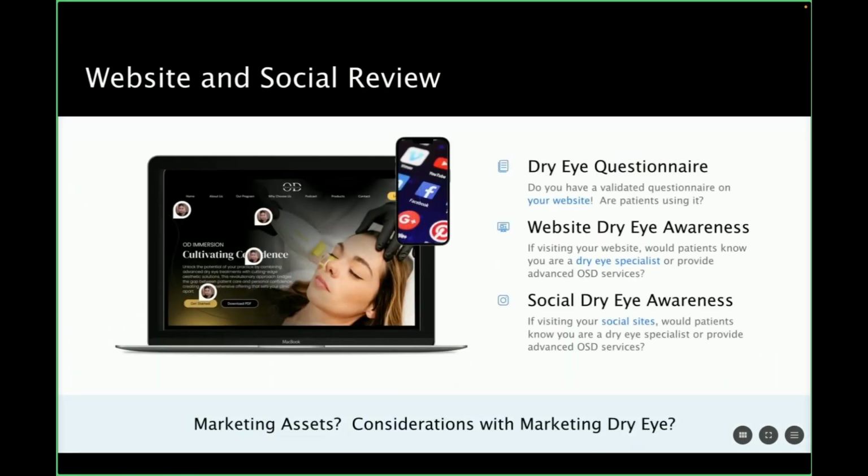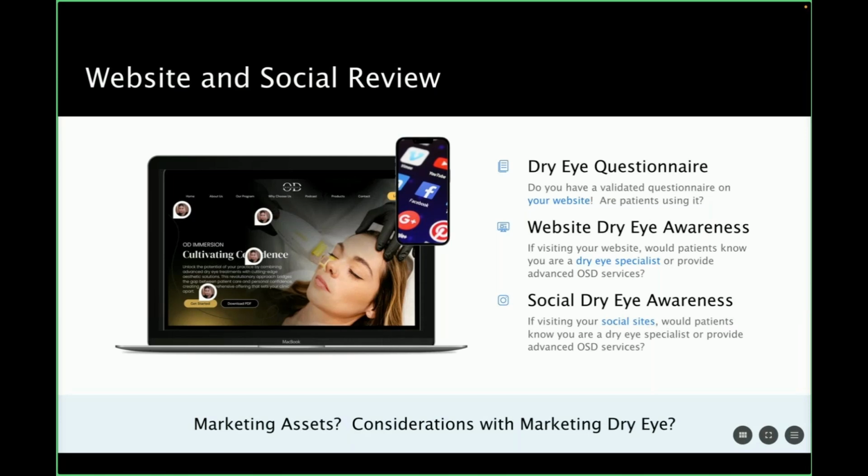We also review website and social. So, when we go on someone's website, what we are looking for is, do they have a validated symptom survey on there that patients can fill out? We receive these regularly. Patients who aren't ours, but they found our website, they'll fill out a symptom survey. That now gives us the opportunity to contact them. When patients go to your website, do they know that you offer these advanced services? Do they know that you are a dry eye specialist when they go there, or do they not?